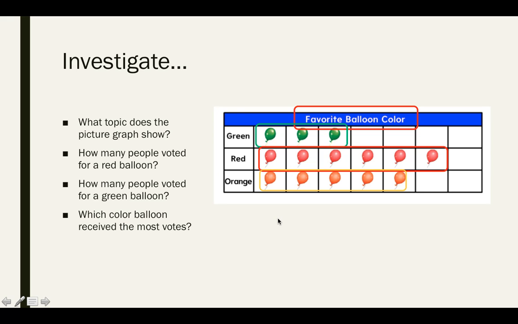Which one has the least amount of votes? Green. And how many people voted? Think about how many people were surveyed. Let's count. 1, 2, 3, 4, 5, 6, 7, 8, 9, 10, 11, 12, 13, 14. Another way that we could have done it is I could have added the biggest numbers.